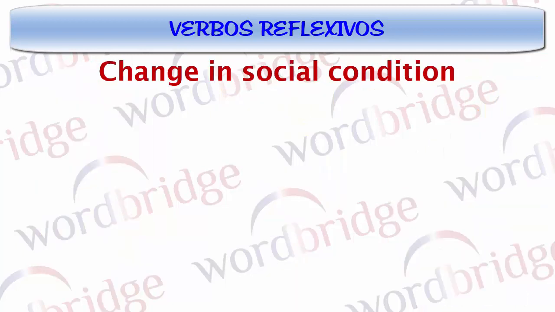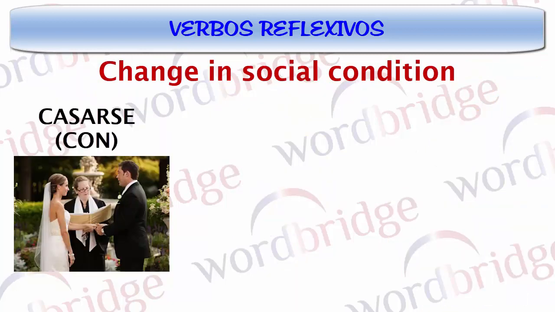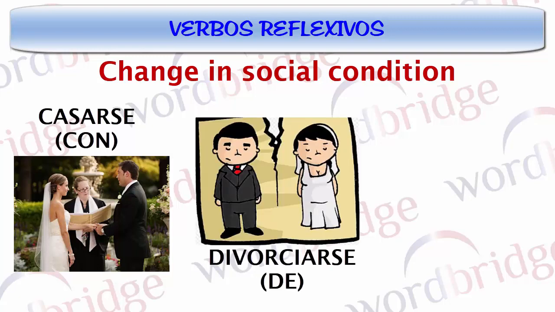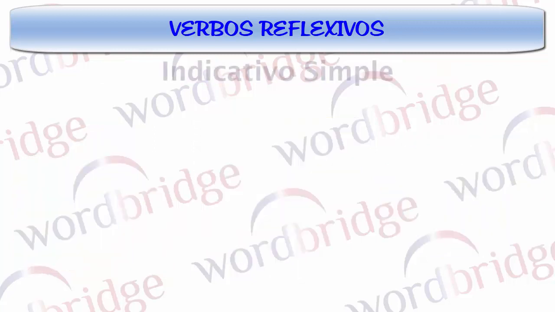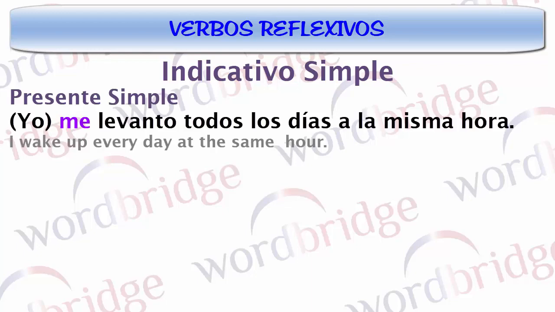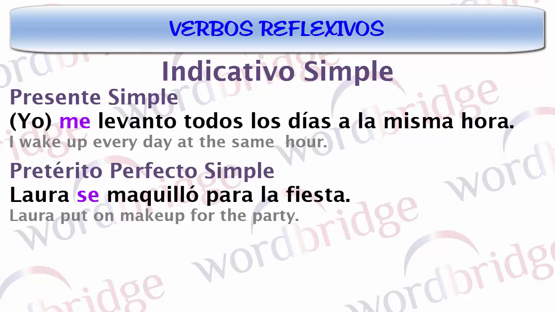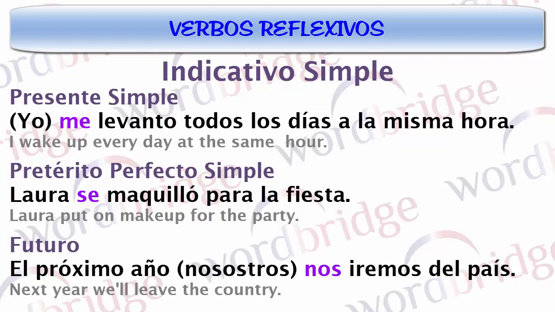And others indicate a change in social condition. Casarse con, to get married with, divorciarse de, to get divorced from, graduarse, to graduate. Now, the position of the reflexive pronoun may vary. If we talk in simple indicative mode, the reflexive pronoun will go before the verb. Me levanto todos los días a la misma hora. Laura se maquilló para la fiesta. El próximo año nos iremos del país.